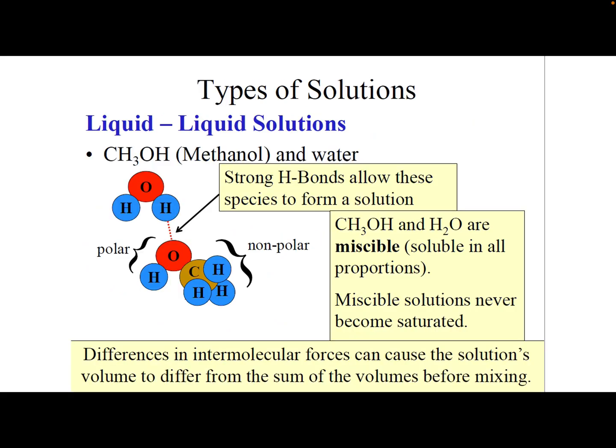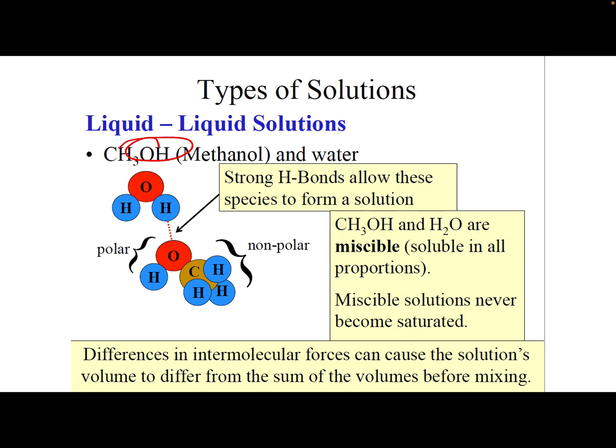We'll look at some types of solutions. A liquid-liquid solution. Here we have methanol. All alcohols have a hydrocarbon chain with an OH group, and their names all end in -ol. There's our OH group. That little OH group gives our alcohols the ability to dissolve in water because it can form hydrogen bonds.